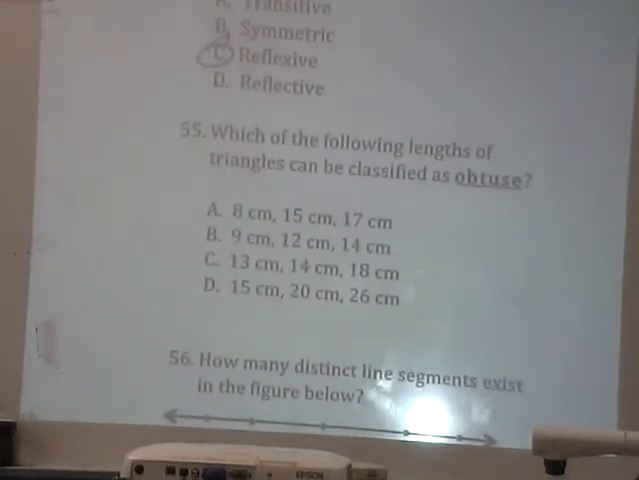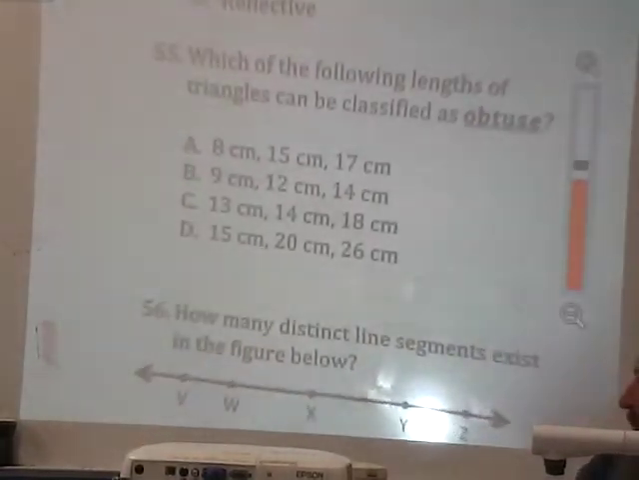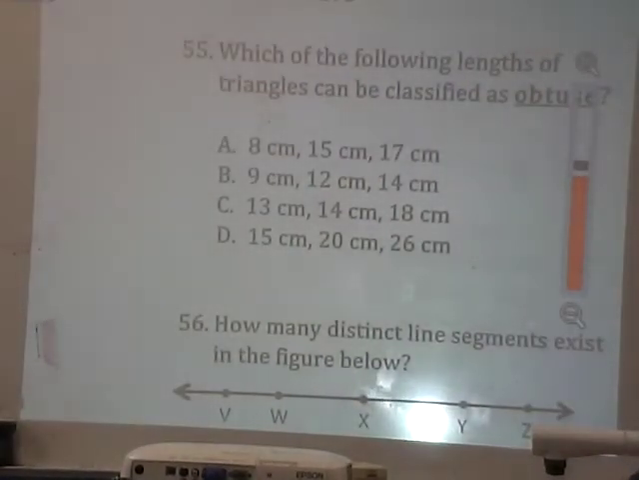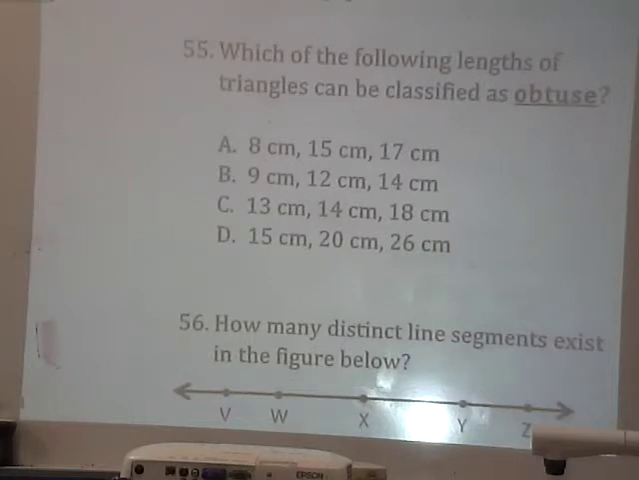55. Which of the following lengths of triangles can be classified as obtuse? How do we check this? If they give us 3 sides of a triangle, how do we know if they're obtuse, acute, or right? Don't you add the lowest two? We use the formula: C squared equals A squared plus B squared, right?